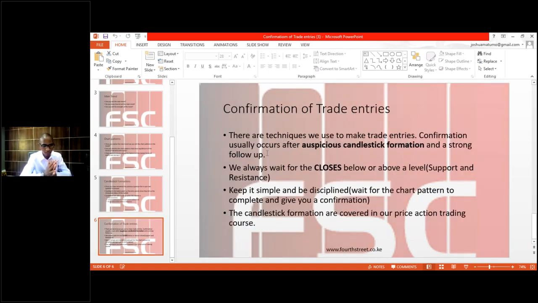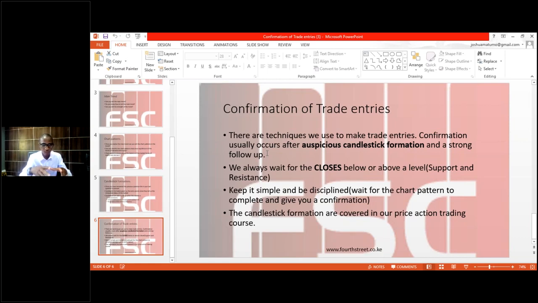Therefore, the next subtopic that we're going to cover before we move on to the MT4 platform to cover live markets is the different types of trade confirmation based on different chart patterns. There are various techniques that we use to make trade entries. Confirmation usually occurs after an auspicious candlestick formation and a strong follow-up. It's the same as what I've been discussing in the previous topic.